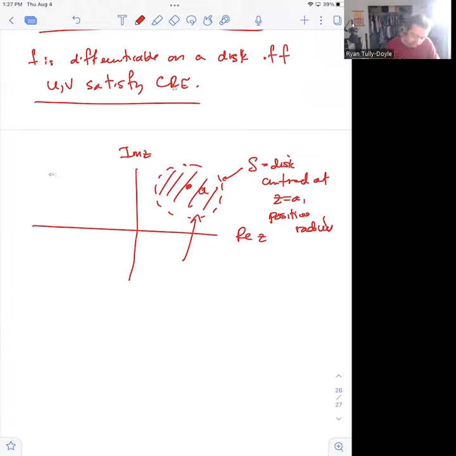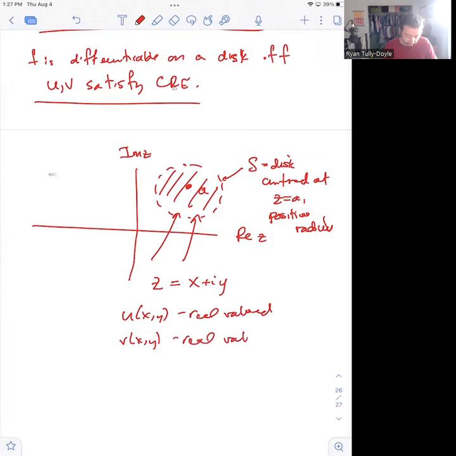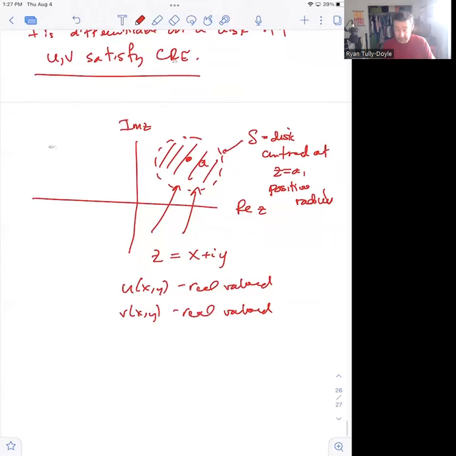So the idea is that if I think about the complex number z equal to x plus iy in this disk, and I have u of x and y real valued, and v of x and y real valued, then what I insist on is that ux, uy, vx, and vy are all continuous. So that's what I mean by continuously differentiable: I have derivatives everywhere, and those derivatives are continuous everywhere they're defined.